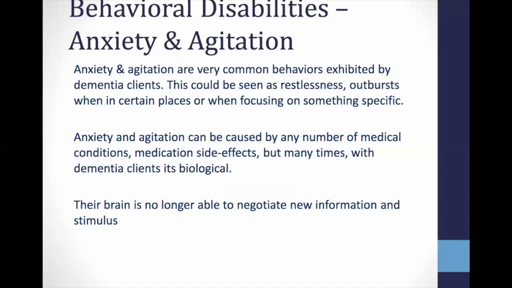This can be seen as restlessness. It could be outbursts when in certain places or when focusing on something specific. Anxiety and agitation can be caused by a number of medical conditions, not just dementia, medication side effects, but many times with dementia clients, it's just biological. If something is going on in their brain, it's no longer able to negotiate new information or stimulus, and so things can get really confusing, and they can get really anxious or agitated because something's causing them to feel that way, and they can't remember what it was.